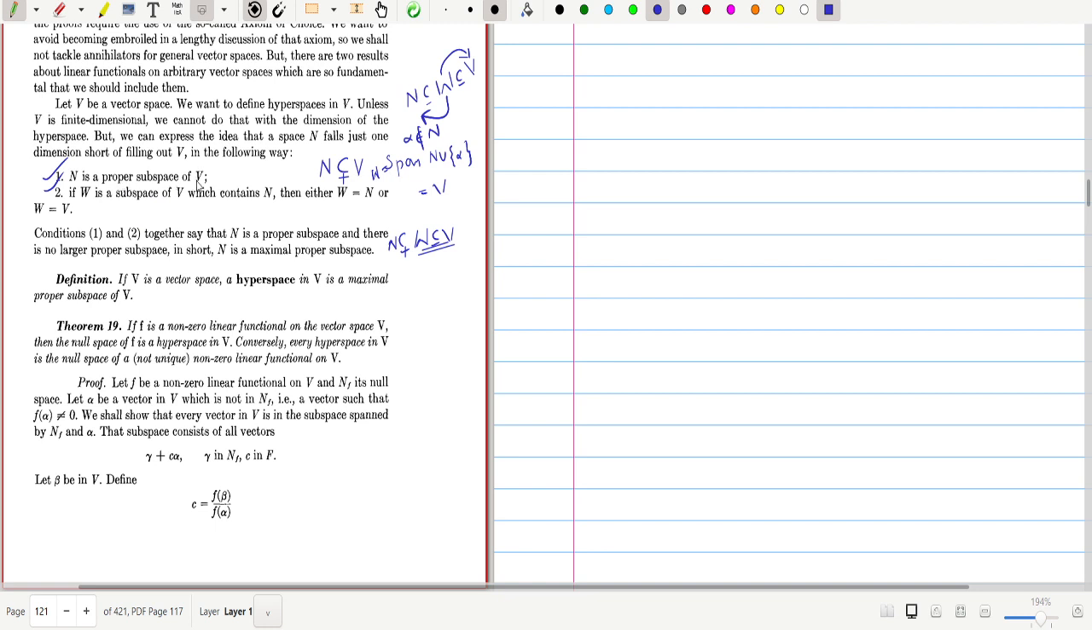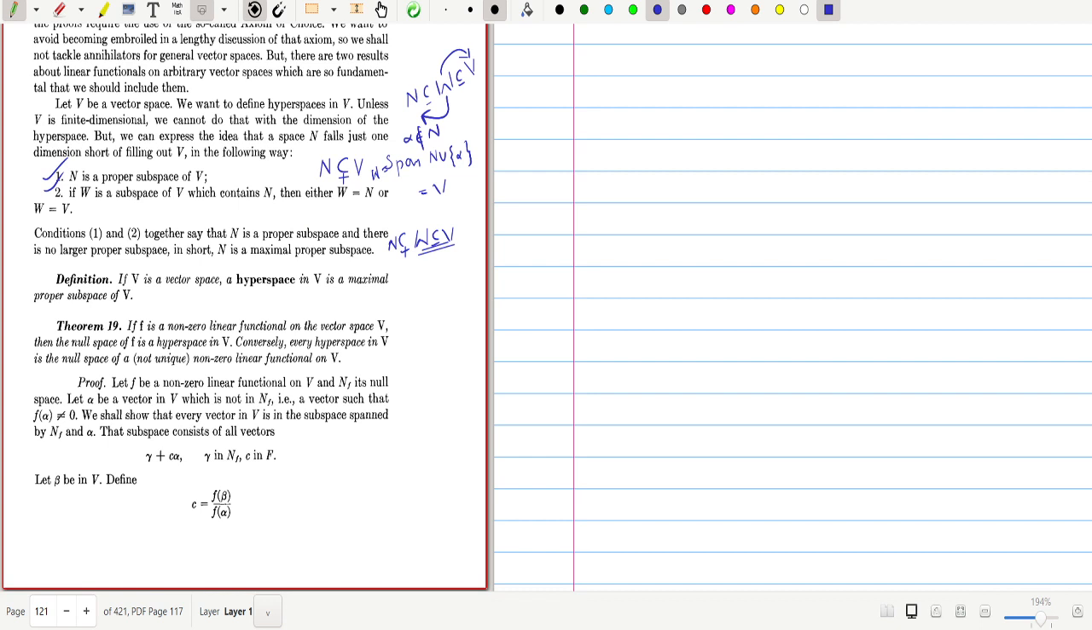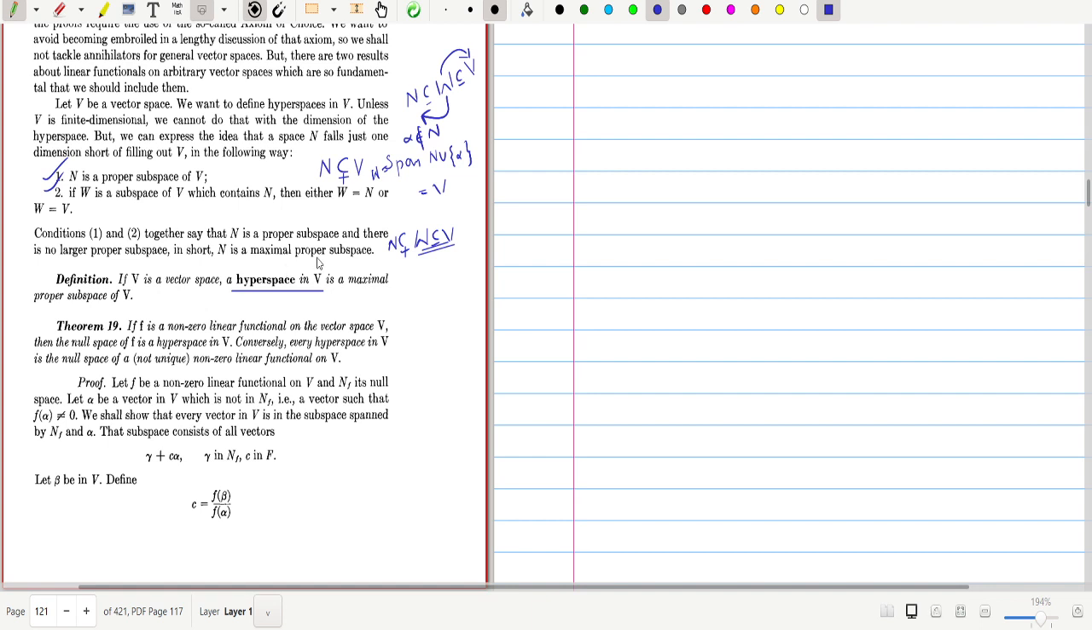Or you can conclude the definition of the maximal subspace with these two conditions. N is a proper subspace of V, and if W is any subspace in between V and N, then that subspace coincides with N, or it will be the whole space. If this holds, then N is called the maximal proper subspace. If V is a vector space, a hyperspace is defined to be a maximal proper subspace. A subspace with these properties is called a hyperspace.